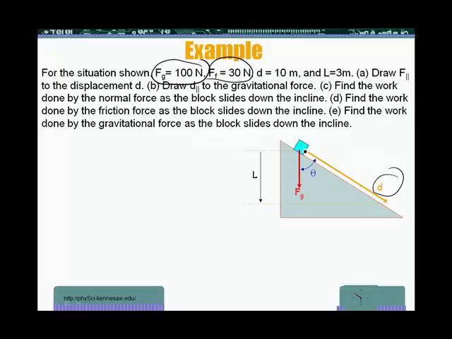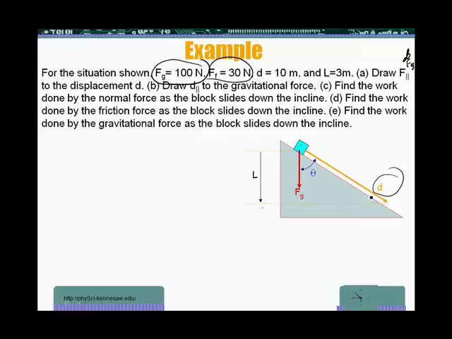And we are told, corresponding to the displacement, this is the vertical drop of the block. L is 3 meters. It is asking us to draw the component of the gravitational force parallel to the displacement d. Consider this. Why is the block going to slide? It is going to slide because part of the gravitational force is pulling it down the incline.